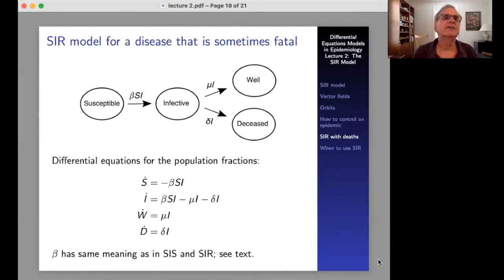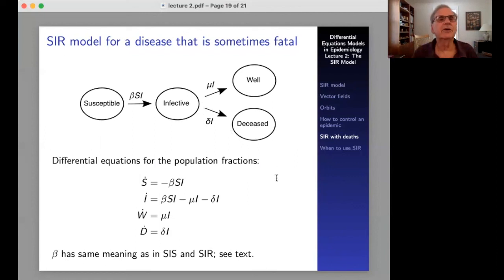Let's briefly discuss the SIR model for a disease that's sometimes fatal. So now we're going to have 4 compartments: the susceptible compartment, the infective compartment, and this time people will go from the infective compartment either into a well compartment when they recover, or if they die, they will be deceased. That's another compartment. Mu is the rate at which infectives get well, mu I. Delta I is the rate at which infectives die.